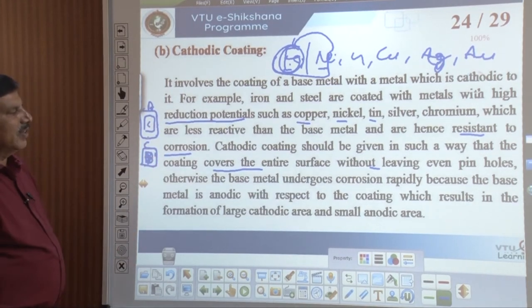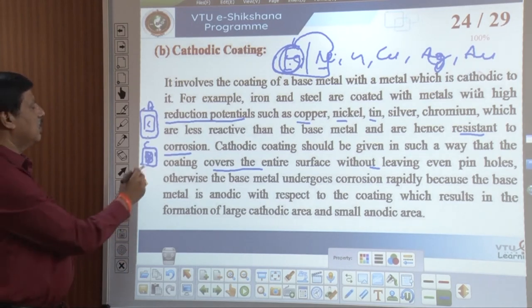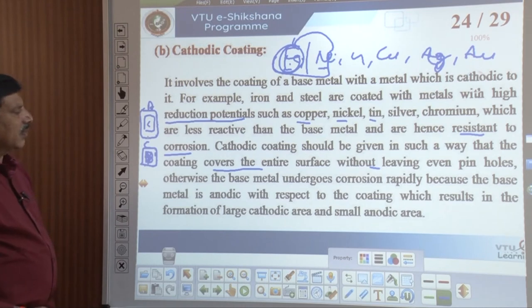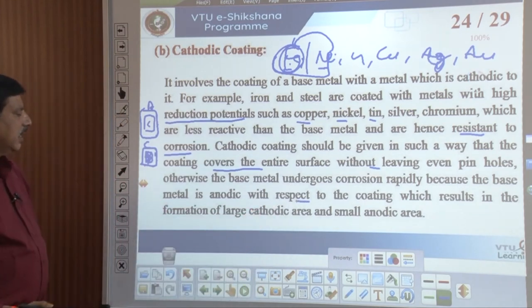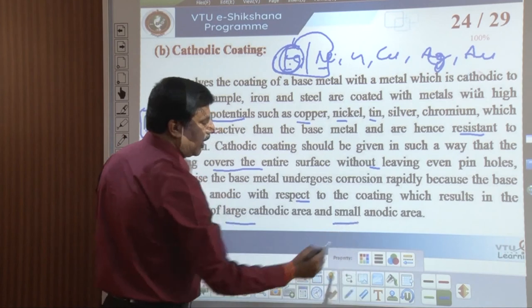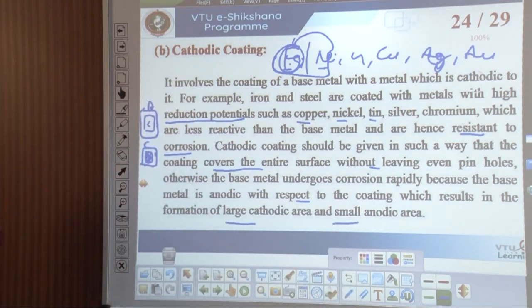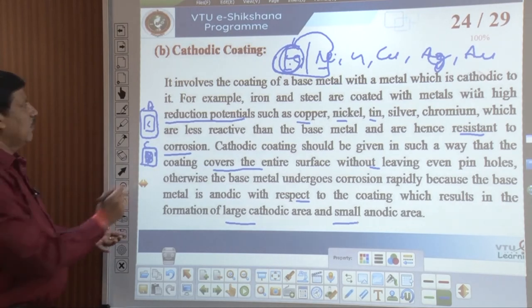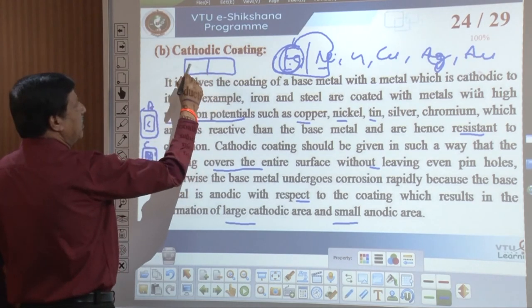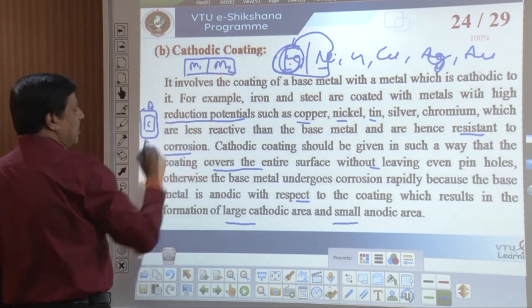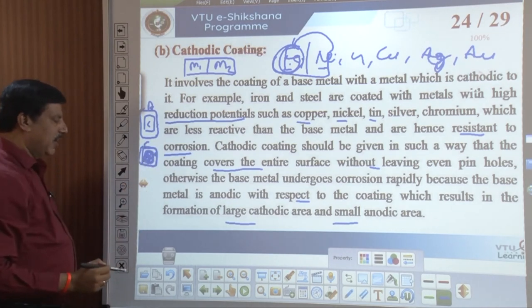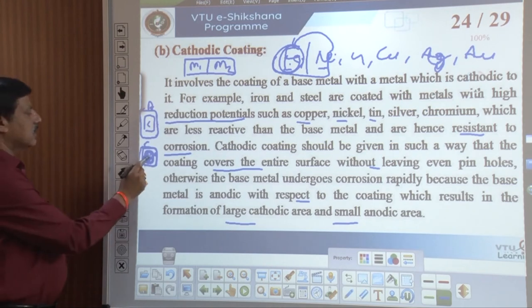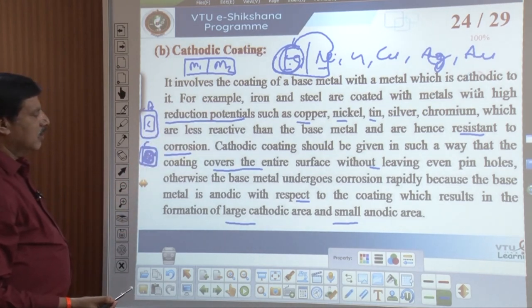But here, even a very small, thin pinhole is going to affect the base metal, because it is the anodic one. Otherwise, the base metal undergoes corrosion rapidly because the base metal is anodic with respect to the coating, which results in the formation of a large cathodic area and a small anodic area. Somewhere I told you about anodic and cathodic areas. Metal 1, metal 2: the exposed base metal is the smaller area, and the other one is the bigger area. So that one is an anode, the other is a cathode, and the inside metal is going to be corroded.